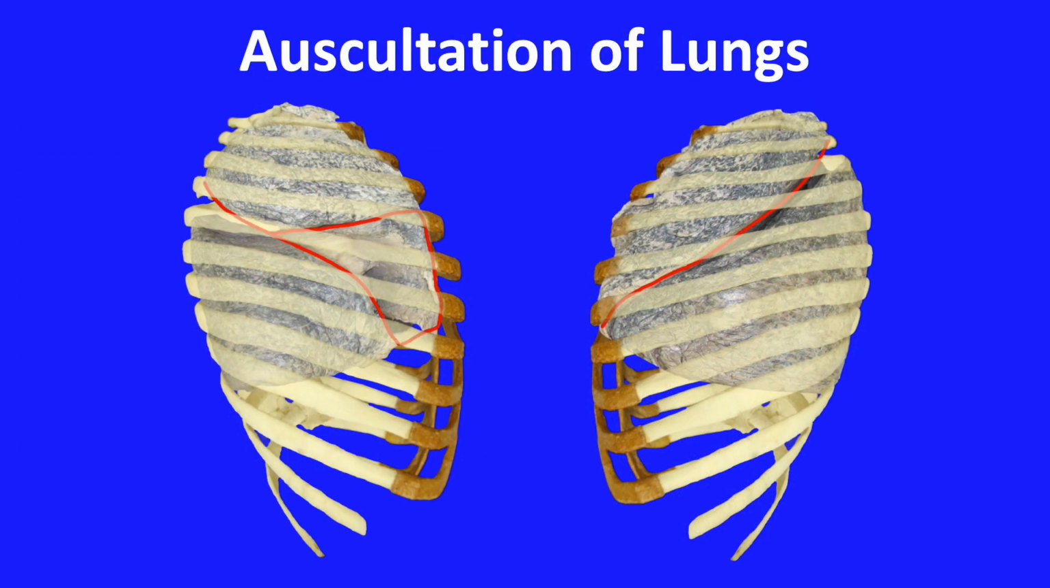Knowledge of the location of these fissures, vis-a-vis the ribs, allows a clinician to know precisely which lobe of each lung is being auscultated during the physical exam. For example, if you place a stethoscope above the nipple on each side of the chest, you're listening to the upper lobes of each lung.